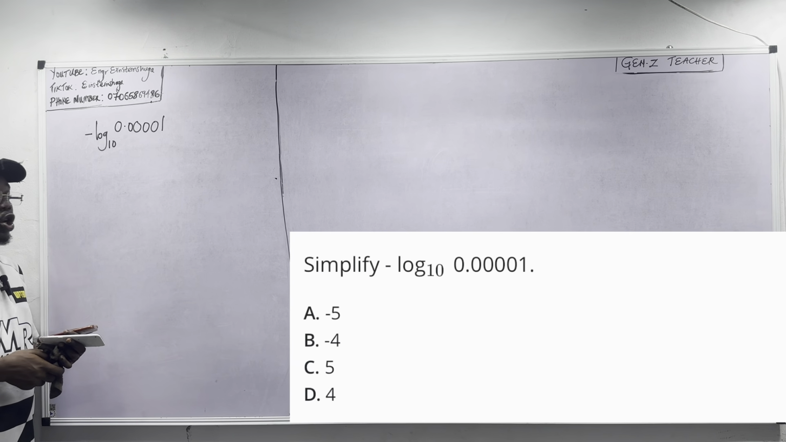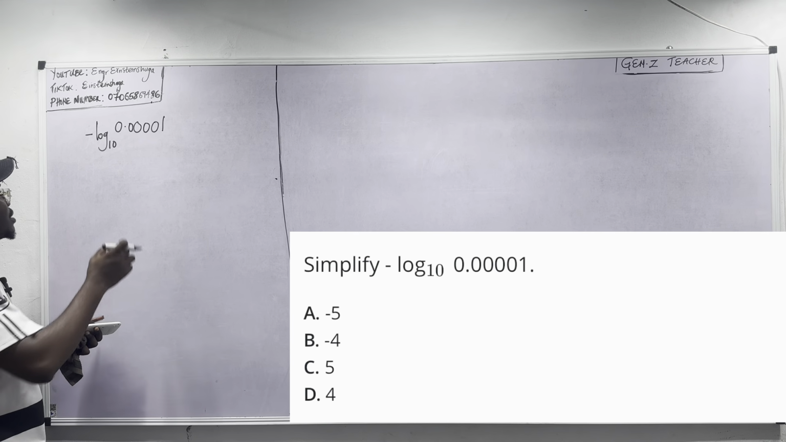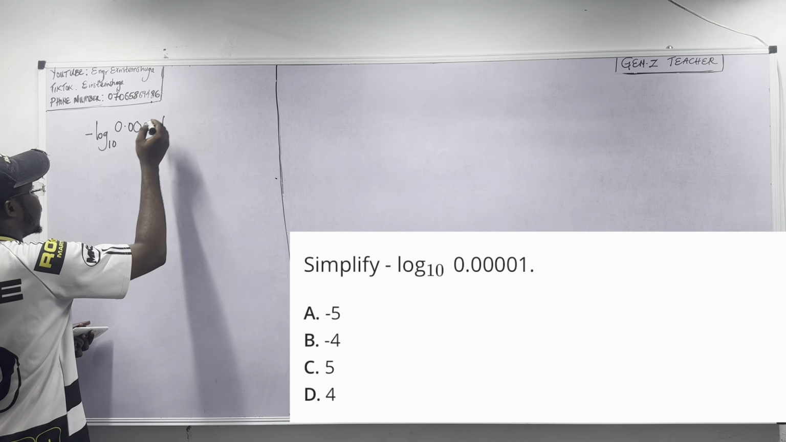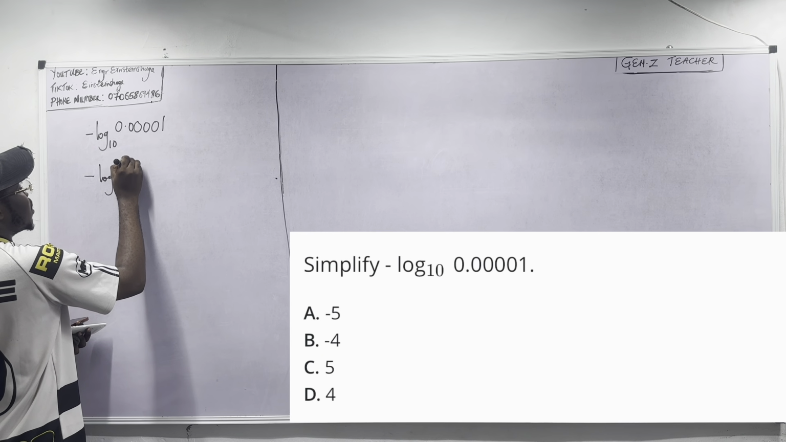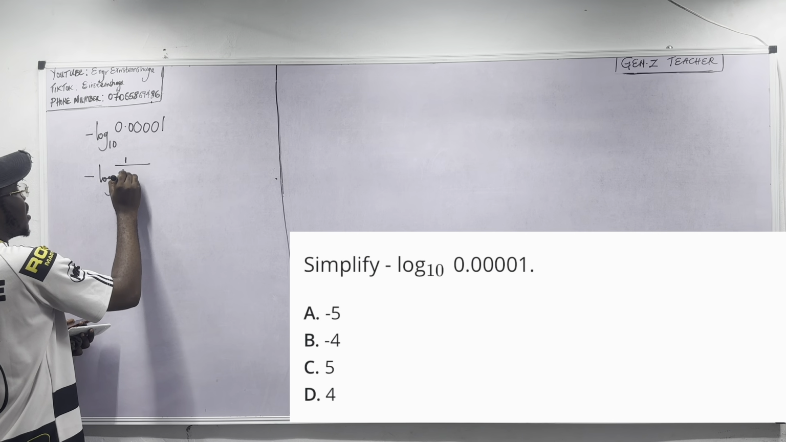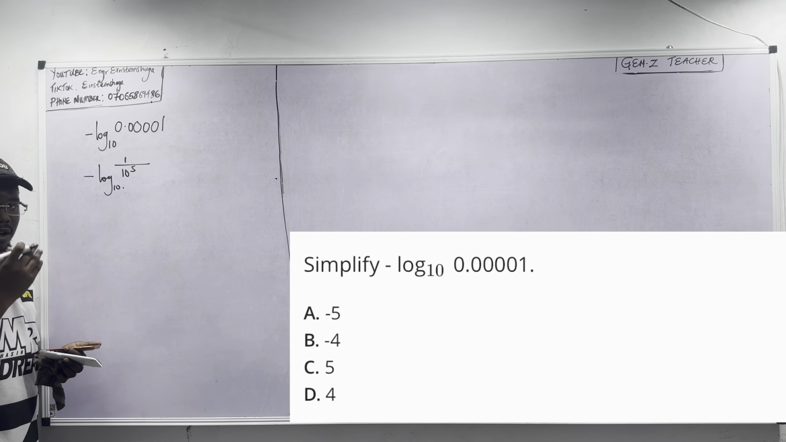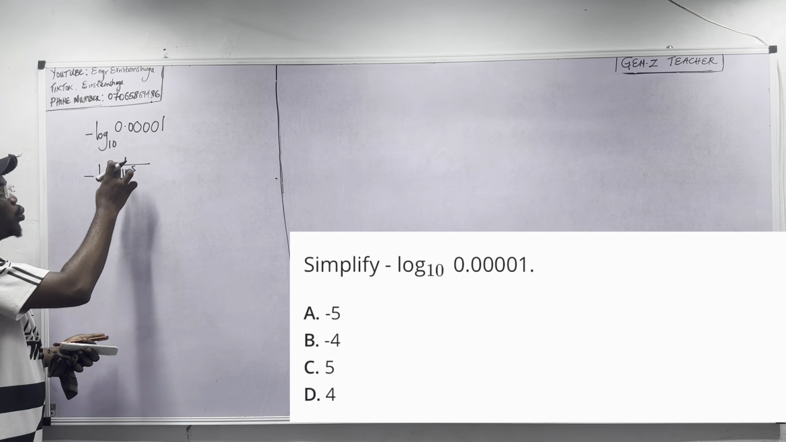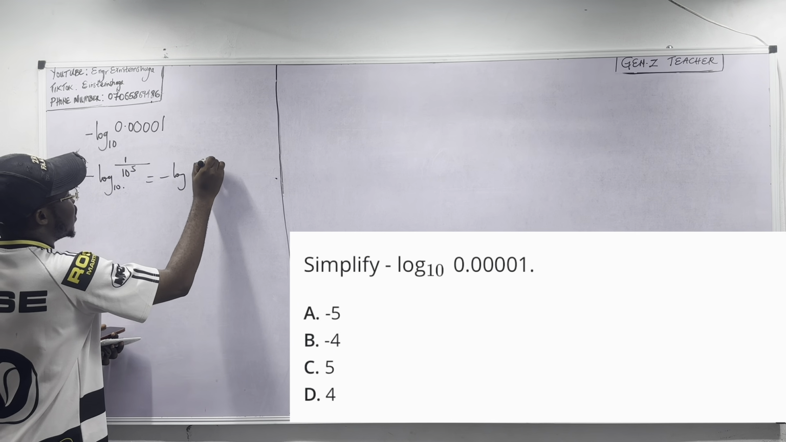Number 26, simplify minus logarithm of 0.00001 base 10. Now quickly, let's turn this to a fraction. 1, 2, 3, 4, 5. So it's as simple as saying minus log, okay, 1 over 10 raised to the power 5, then base 10. Now we have this on the board. Now quickly, we can turn this to indices to have minus log 10 raised to the power minus 5 base 10.